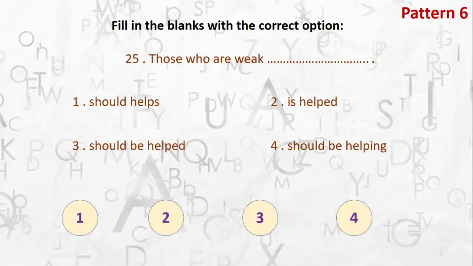Those who are weak dash. So what phrase will come here? Will it be those who are weak should helps? Those who are weak is helped? Those who are weak should be helped? Or those who are weak should be helping? So which one do you think is the right phrase which will fit into this blank? So it is option number 3. Those who are weak should be helped. Okay, so see how the sentence is perfect now.